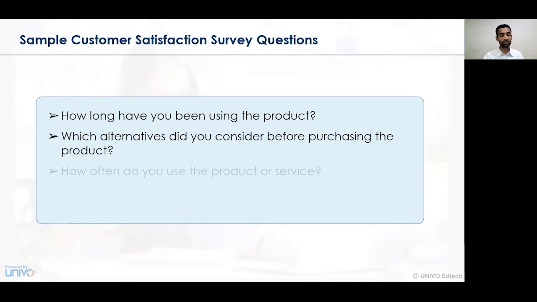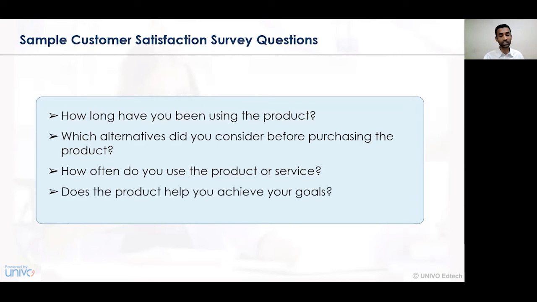The next sample question that can be asked is, how often do you use this particular product or service? A specific time period can be given, that is a frequency of 1 month, 15 days, 1 day, 1 year, and so on. Accordingly, the frequency of usage of this particular product can be asked.